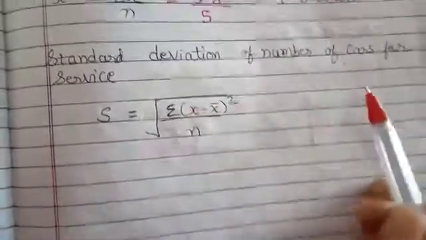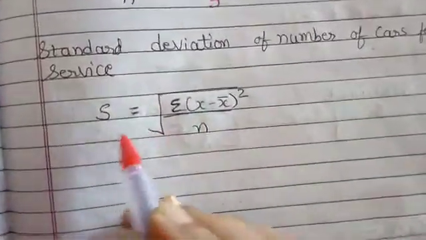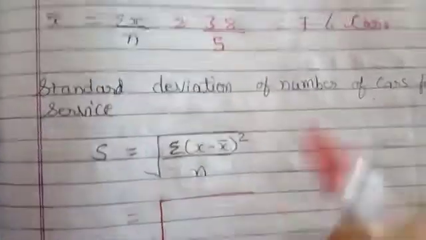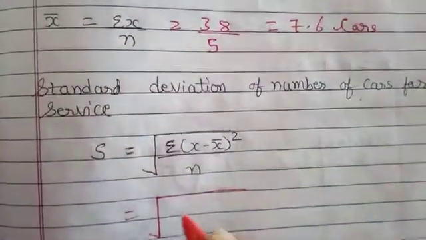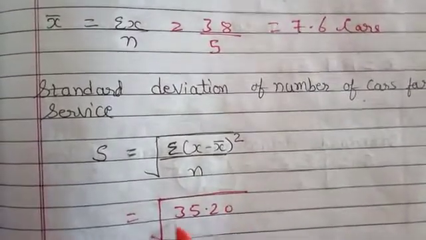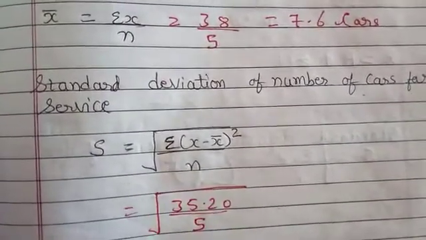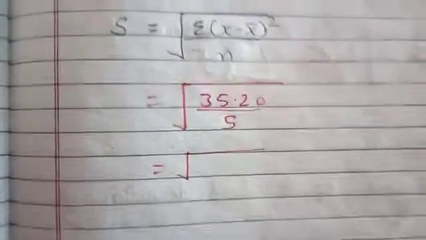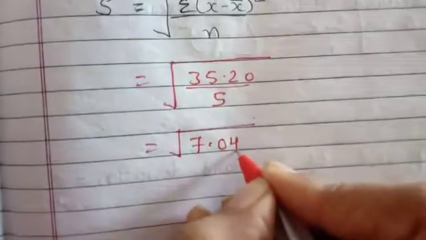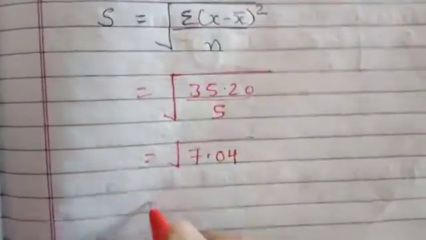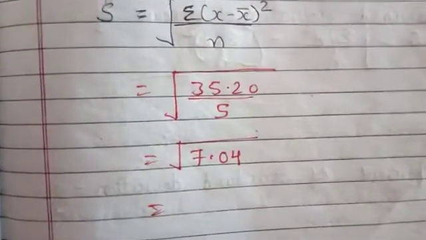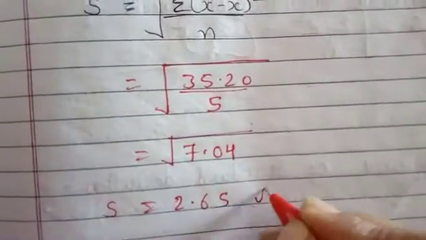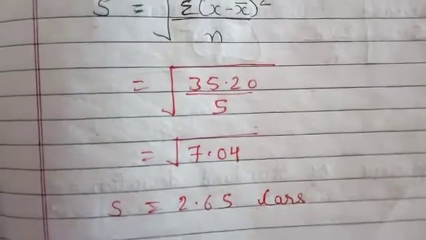Now I'll find out the standard deviation of the number of cars for service. My standard deviation formula is the square root of sigma x minus x bar whole square upon n. The value is 35.20 and my n is 5. Now I'll divide it, 35.20 divided by 5, which will give me 7.04. Now I have to find the square root of 7.04. So I'll get my answer as 2.65, which is my standard deviation. So that is 2.65 cars.